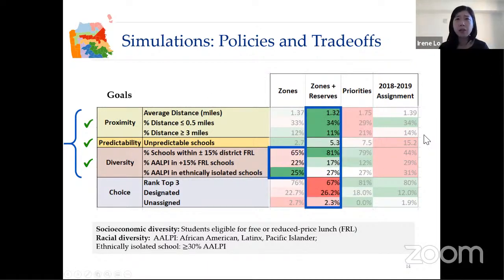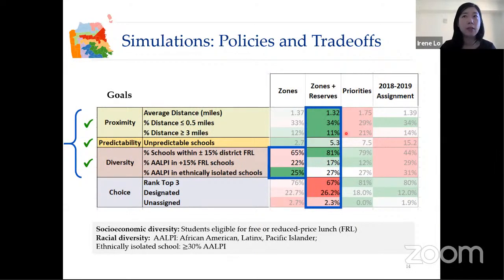And so when we look at zones, what we see if we use just zones is that choice leads to resegregation. Okay, so we can have diverse zones, but once we let people choose within the zones, our diversity metrics are not looking so good. But if we use reserves, now all of a sudden, all of these entries here are green. So our zones with reserves allow us to achieve district diversity goals. So you can see 81% of schools are within 15% of the district's socioeconomic average. And also the concentration of historically underrepresented minorities at high socioeconomic need schools has also gone down.